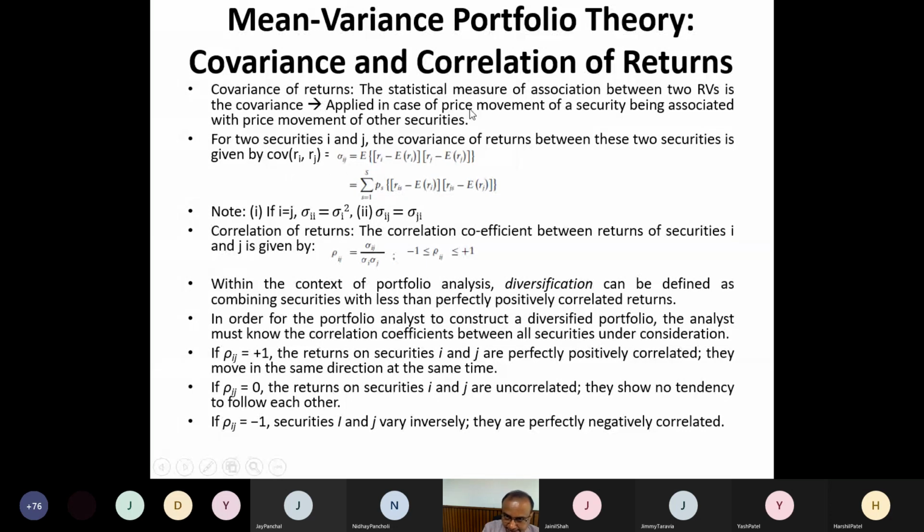It gives us a statistical measure of association between two random variables, or between the returns of the two securities here. So in my portfolio, which kind of securities should I keep? Securities which have a high covariance, or securities which have a low covariance? Just give me the answer. Then we will go to this slide and study this, but first your perception. In a portfolio, which securities should be there, those with high covariance or low covariance?